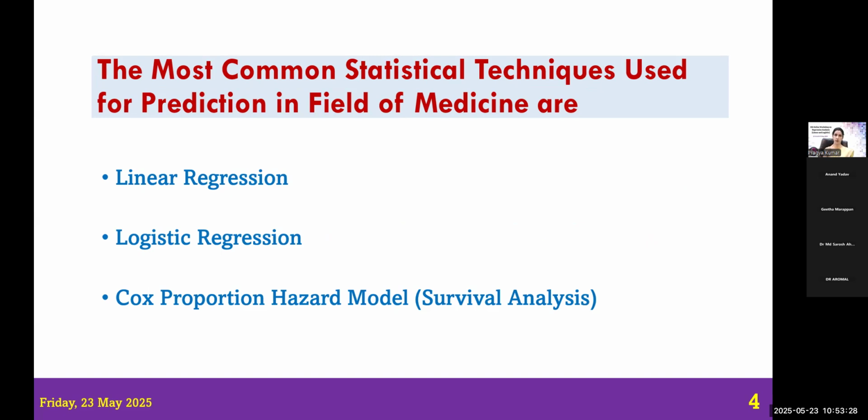There are types of logistic regression also, like binary logistic, proportional logistic, and multinomial logistic. In linear also, you have a simple linear and then a multiple linear. And then the third, if there is time-dependent data, then you model using the Cox proportional hazard model, or basically what we call survival analysis.